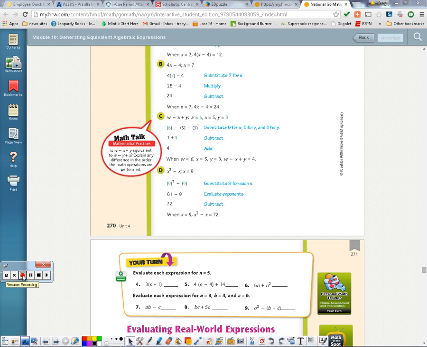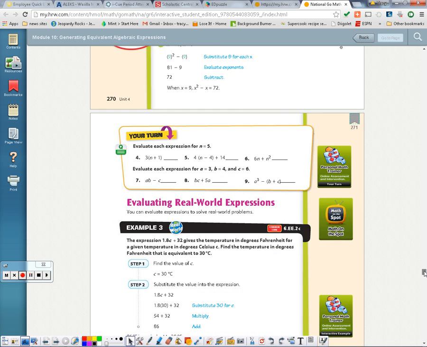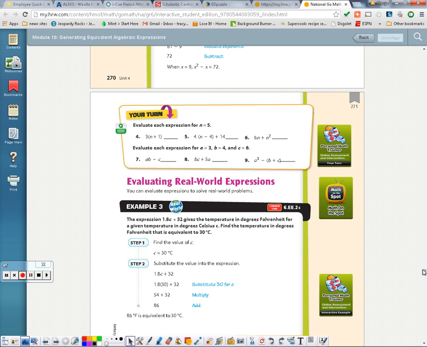Okay, let's work through these and see how you did, or those of you that got the incorrect answer, we can go through and figure out how to get the correct answer. So in the first one, 3 times n minus 1. N is 5, so 5 minus 1 is 4. 3 times 4 is 12.